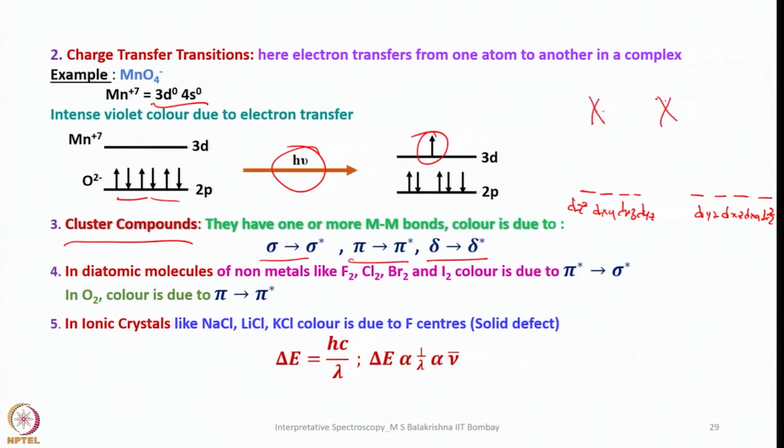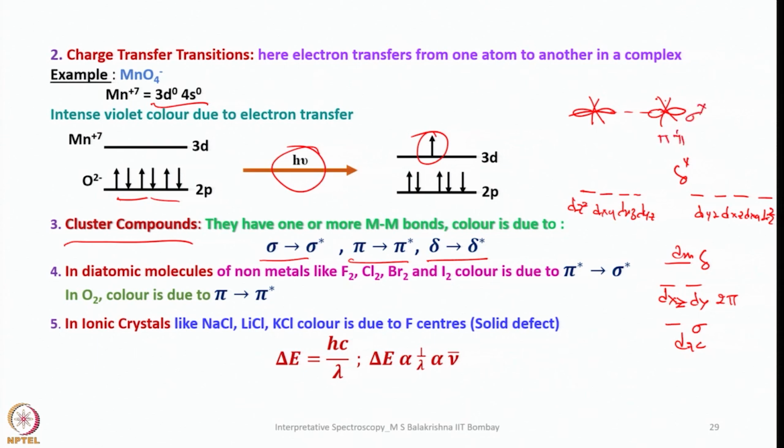So now this is the interaction. If you consider this, d orbitals are like this. Head on overlap means dz square is sigma, then dxz and dyz give pi, and then dxy is called delta. Similarly, we have delta star, pi star, and sigma star.